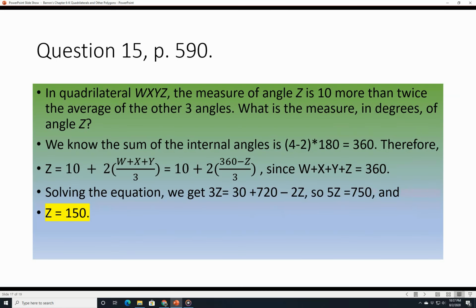All right. Question 15, page 590. In quadrilateral WXYZ, the measure of angle Z is 10 more than twice the average of the other three angles. What is the measure in degrees of angle Z?